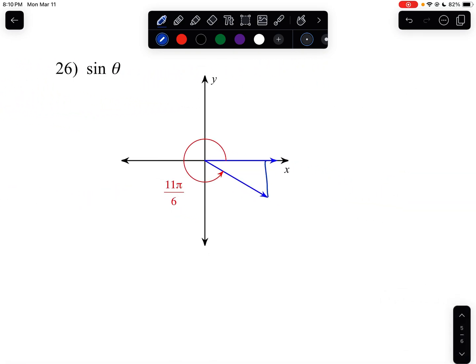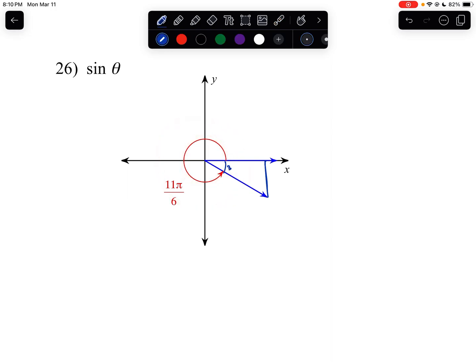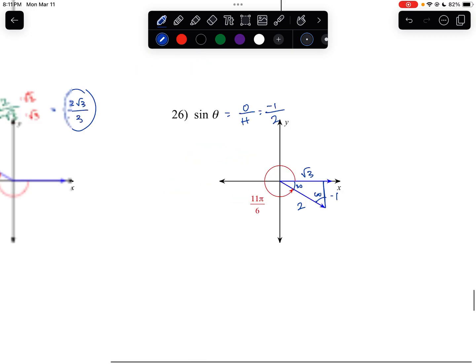Alright, here we have another 30, 60, 90. So again, pi over 6 is going to be 30 degrees. This is 11. A full wraparound would be 12, so we're missing 1. So this is pi over 6 or 30 degrees. So here we got 30, this one's going to be 60, we have 2, we've got negative 1, and this is root 3. Sine is opposite over the hypotenuse, and the opposite side is negative 1, the hypotenuse is 2, so negative 1/2 would be the answer.